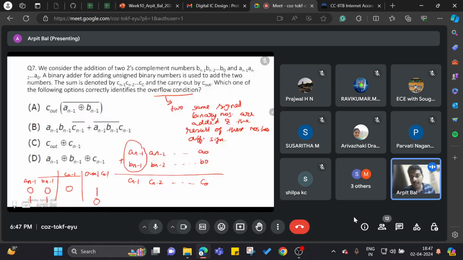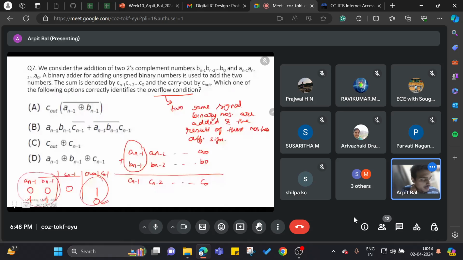Looking at this, can someone tell me which one of the options is correct? Why is the overflow condition 0? Because the sign is getting changed. An minus 1 means this is a negative number, and Bn minus 1 means this is a negative number. Can I ever get a positive number by adding two negative numbers? No. So from this representation itself, we have the answer.